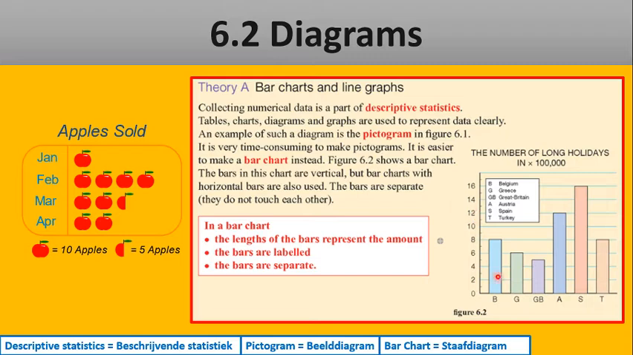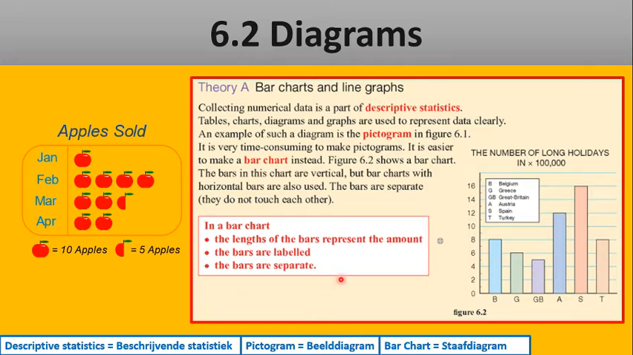So if we're going to take a look at Belgium, it stops at 8, right? So that means that in Belgium there were 800,000, 8 times 100,000 long holidays. And that immediately answers point A, or take a look at point A for a moment. The length of the bars represent the amount. In this case 8 is going to be 800,000. For Greece it's going to be 600,000. Great Britain is in between, 500,000, etc. And then there is one small point that is discussed right here.